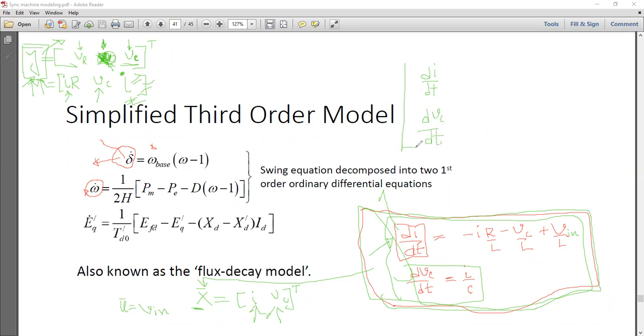Remember, I am now formulating my ABCD matrix for the RLC network. Why am I directly going to the ABCD matrix? Because I know beforehand that this is a linear model. That's why I'm directly going for the linearized representation of the state space model. There will be some entries.